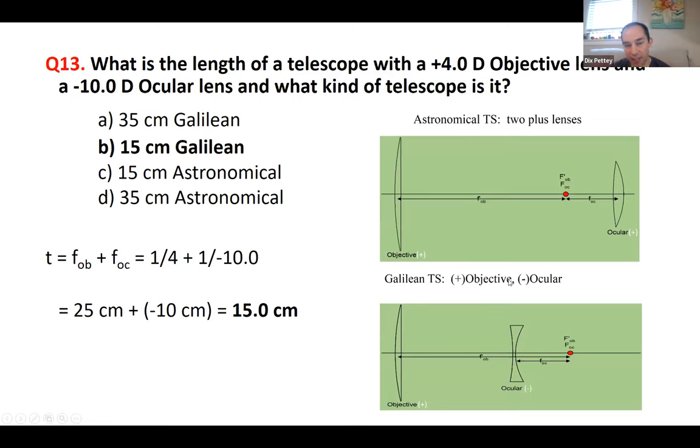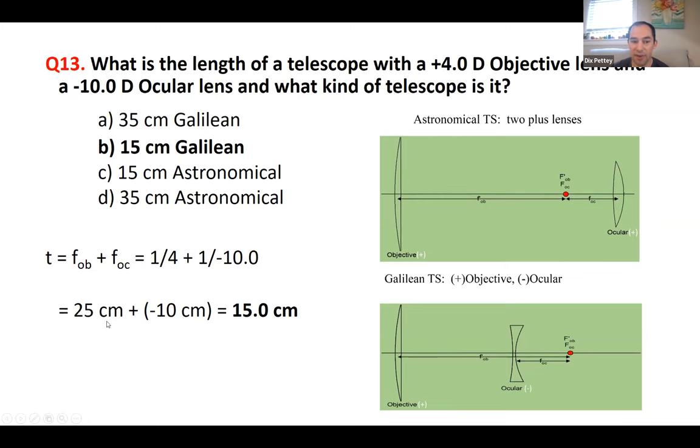So one thing to keep in mind as far as Galilean versus astronomical, if they're two plus lenses, you know it's astronomical, which is going to be longer. The focal length is going to be in between the two. If it's Galilean, then you're going to have a plus lens and a minus lens. That's how you know that it's Galilean, plus objective and a minus ocular. And then the focal point will be outside, so it's going to be a shorter telescope. One thing to keep in mind, if you're given the powers to find a distance, you'll want to take the inverse of the power to find the focal length of that. So 1/4 plus 1/-10.